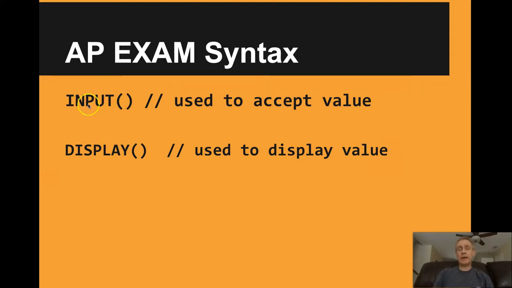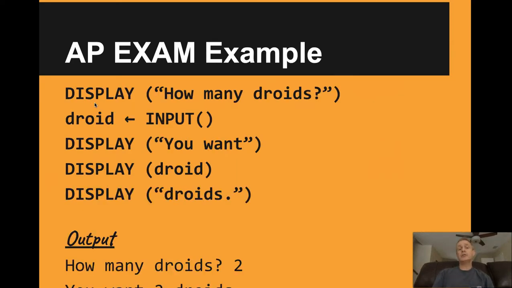The input command is similar to the readLine or the readInt or the readFloat commands. And this is just going to ask the user for particular information. And as I explained, you typically want to store that into a variable. To show you an example of how this all works, here's a particular example. So display is going to display "how many droids" on the screen. And this has to be in quotation marks because this is text that is being displayed. Then I want to have the user input their information. So into the variable droid, I know that's a variable because of this arrow, will go the input that the user types in.